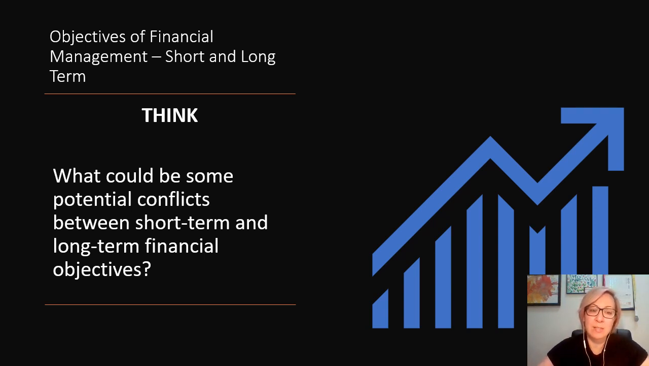Now, what could be some potential conflicts between short-term and long-term objectives? And again, that could be a question that you get asked in the HSC. I think what we're looking at here is, people want the money in the short term, but they're not thinking about the long term. And these are some of the conflicts that can exist.